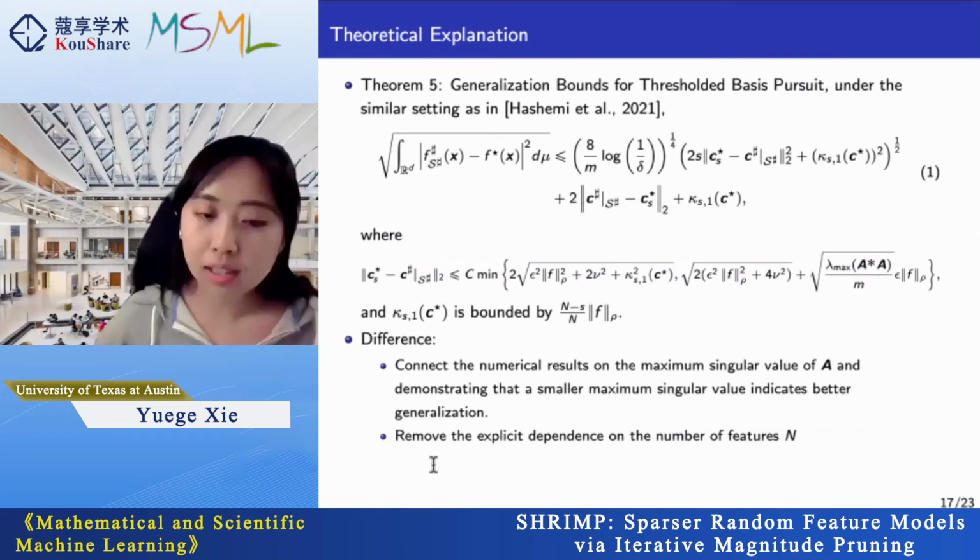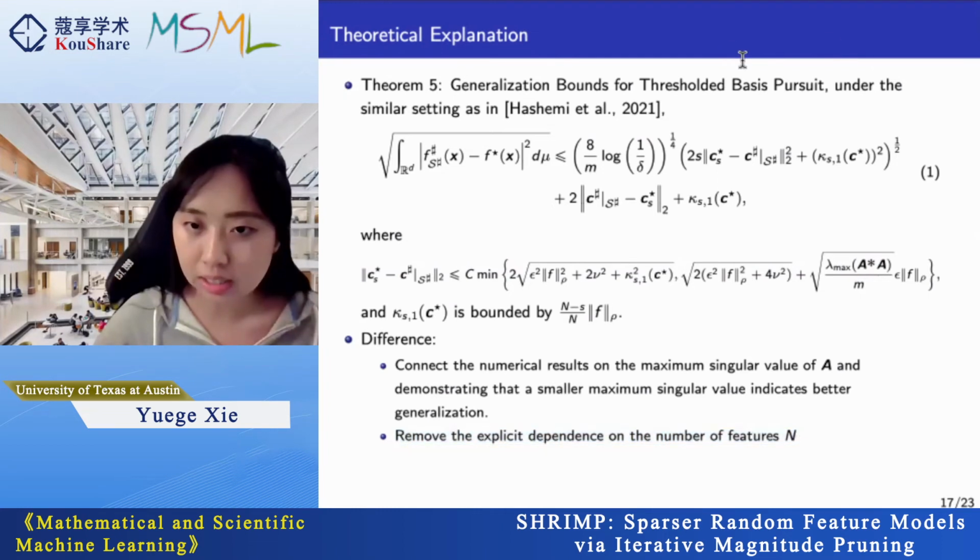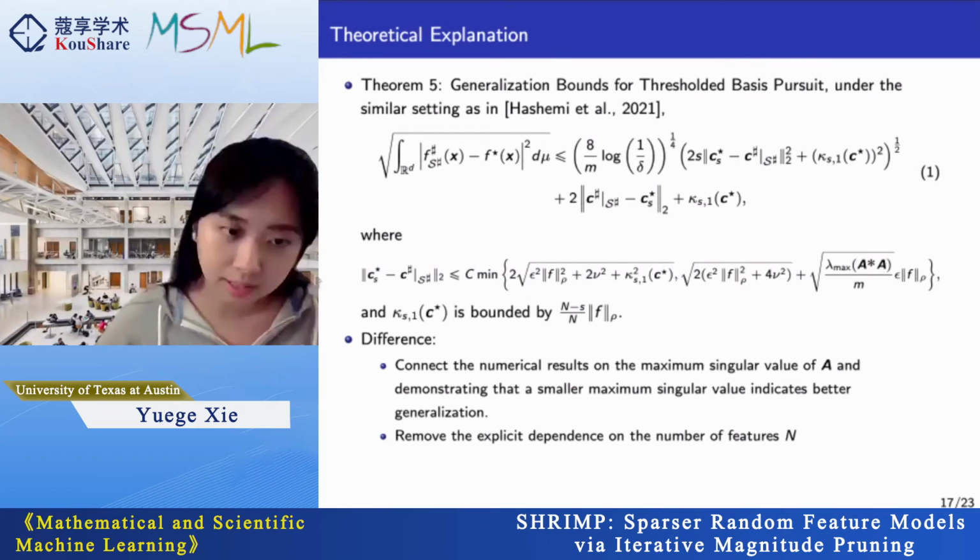And the second, we remove the explicit dependence on the number of features. And here, assuming that the ground truth model is sparse, the results don't depend on the number of features, but depend on the eigenvalue of the Gram matrix or the singular value of A.